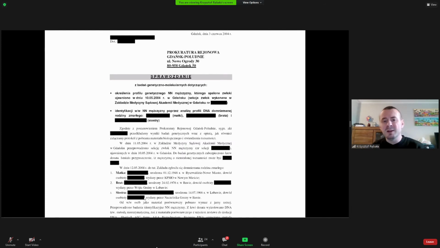Okay. Another case: a burned cadaver was found in Gdańsk. This is an old case which was analyzed by me in 2004. His putative family was sent to us for collection of samples for comparative purposes. This was the mother, brother, and sister. We collected the samples from the putative family members.